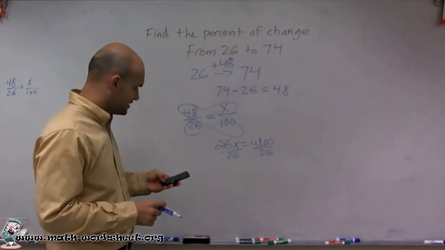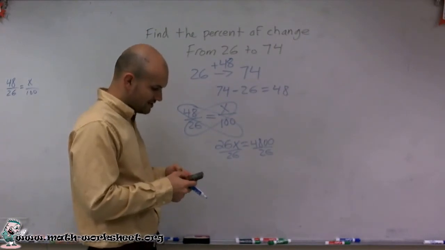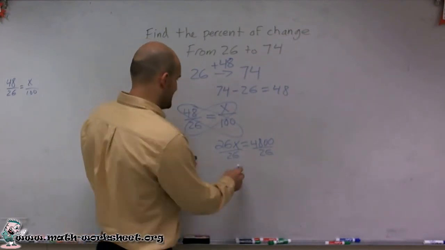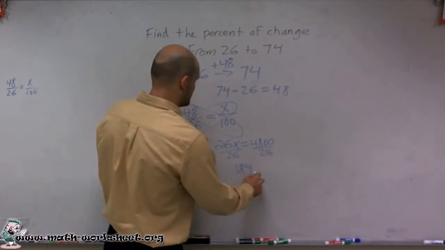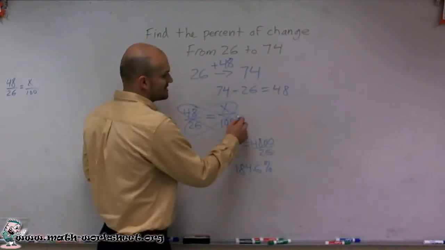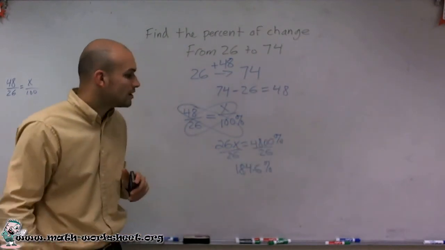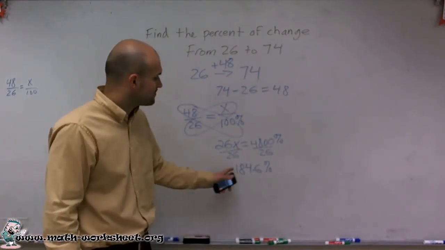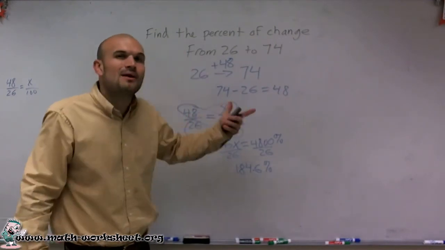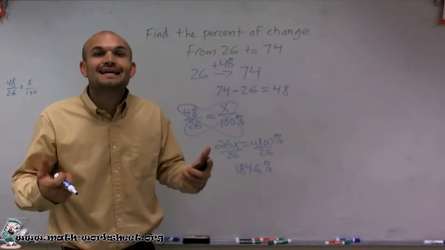Then let's use our nice lovely calculator. So I have 4,800 divided by 26, and I'm going to get 184.6%. Now, one thing I could have changed here is that's out of 100%. So that would have been 4,800%, and then I get 184.6%. Now remember that we've increased in the positive direction. So therefore, this is a 184.6% increase in percent of change.